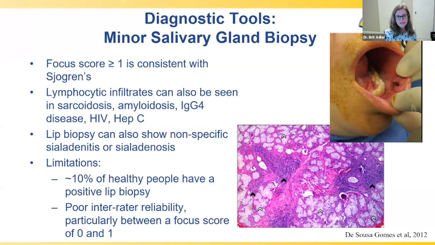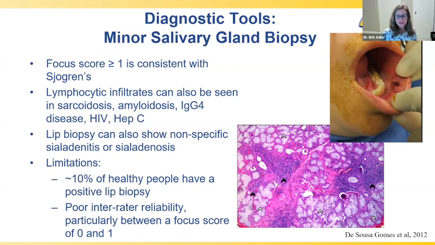You do need to make sure that there isn't another disease that can cause lymphocytes in the salivary gland. And so your doctor should make sure you don't have sarcoid or amyloidosis or IgG4 disease, all of which are inflammatory disorders. Also, HIV or hepatitis C are infections which can also mimic Sjögren's. So your doctor should make sure you don't have that as well.